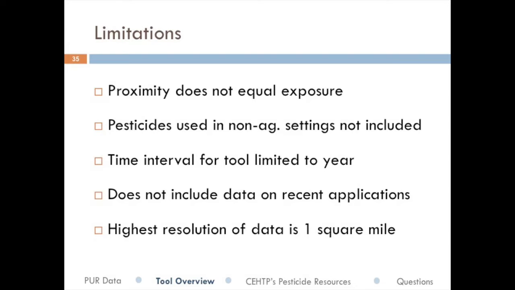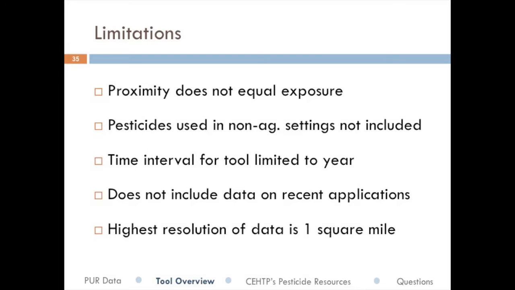The fifth limitation to keep in mind is that the tool displays data down to the 1 mile by 1 mile section, and pesticides are not applied uniformly through those geographies. Even with these limitations, the tool can be a valuable resource to better understand pesticide use of a given area.